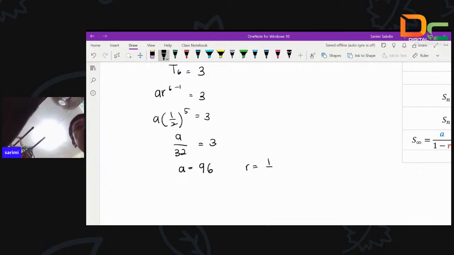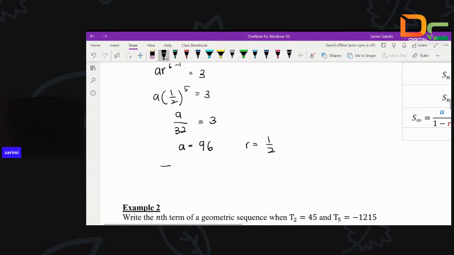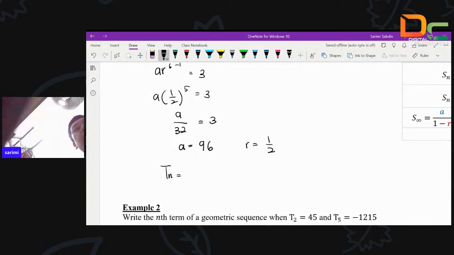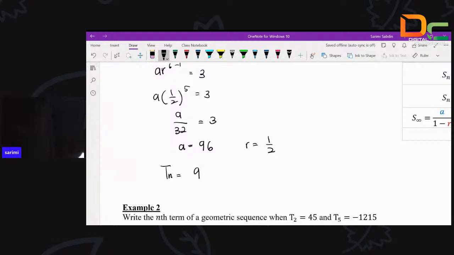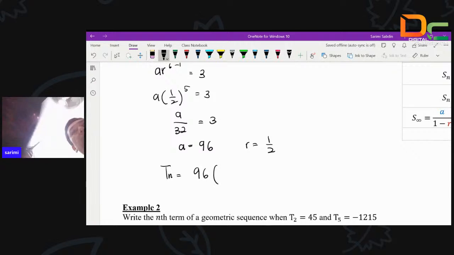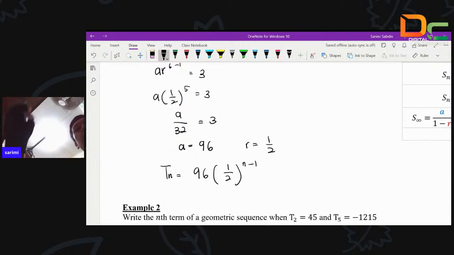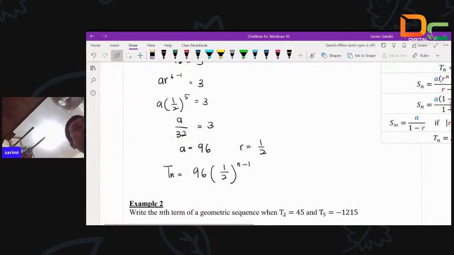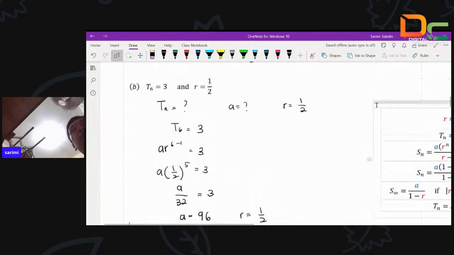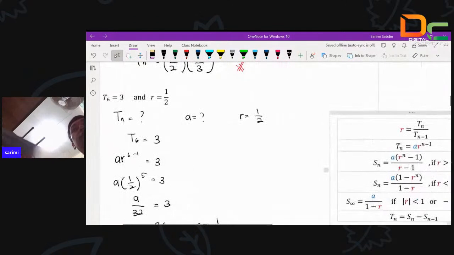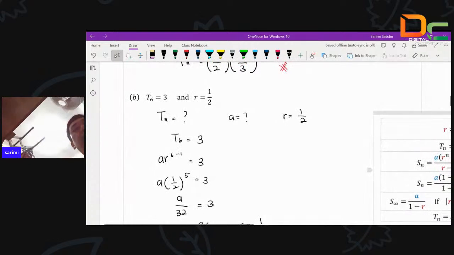Right, so we already have the value of a and also r. So now we can substitute those values into the formula of Tn. So Tn is equal to a, which is 96, times r, which is half, to the power of n minus 1. Basically, in our first example, we just used the formula of Tn, or the nth term formula, which is ar to the power of n minus 1.